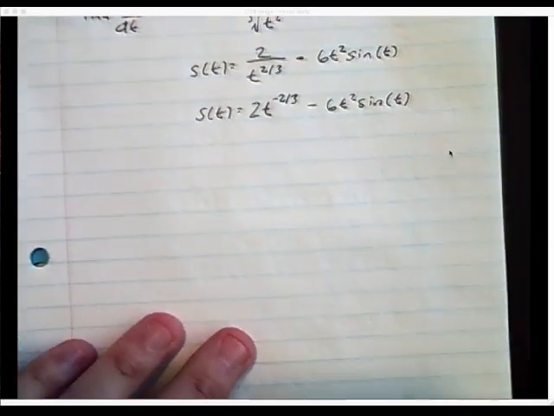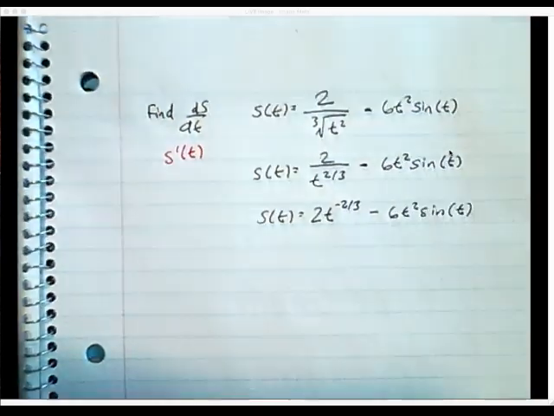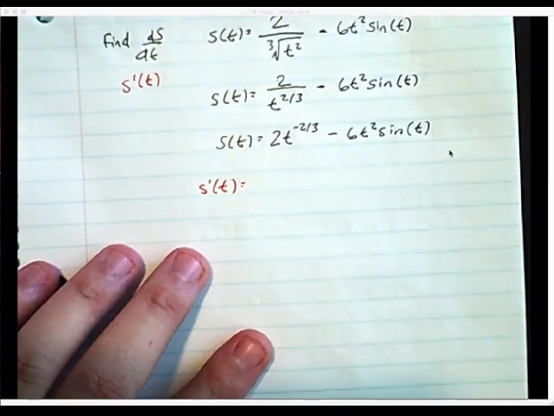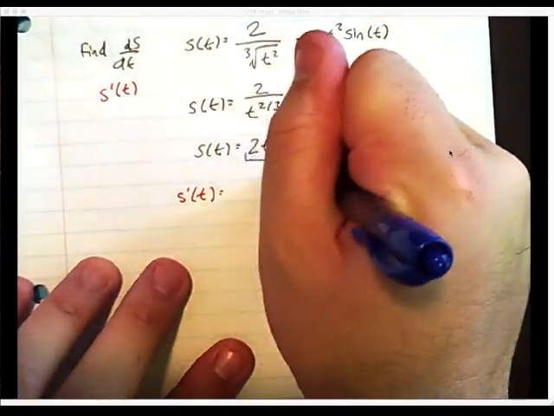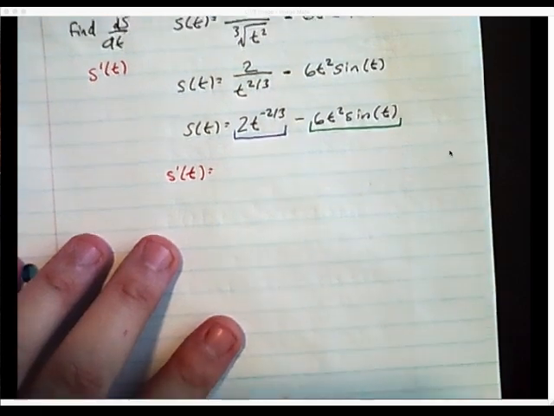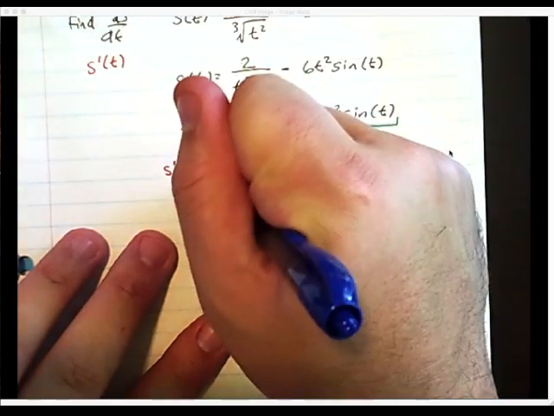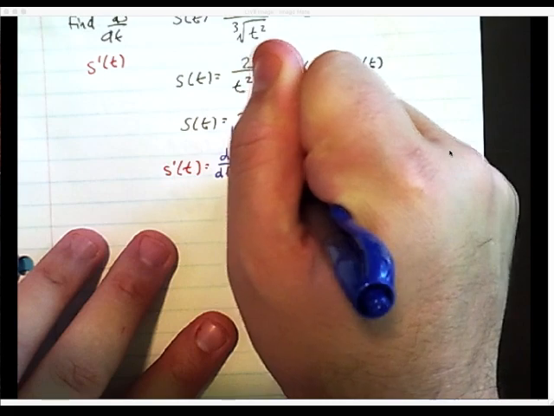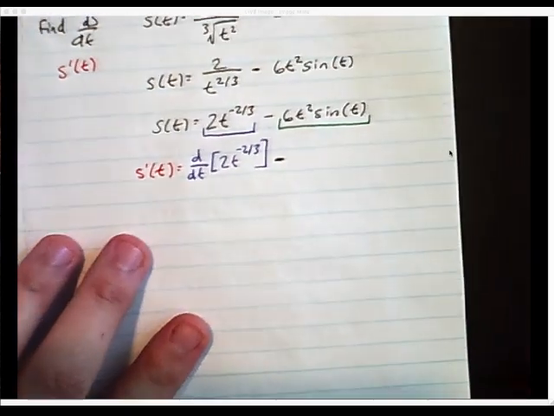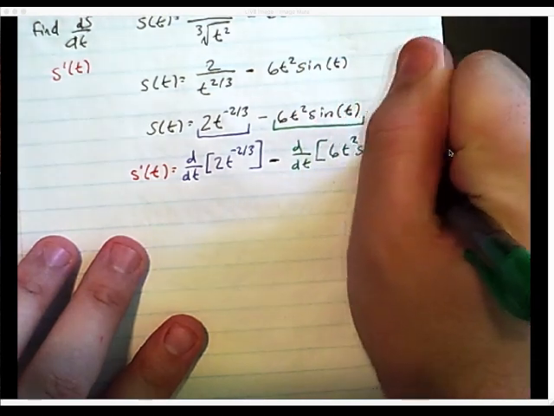Okay. So my goal was to find ds dt. Another way we could have written that is s prime of t. So I want to find the derivative. Okay. So to find the derivative, I need to find the derivative of this minus the derivative of this. So I might just want to make some notes to myself, especially if things start to get complicated. I want to find the derivative of 2t to the negative 2/3. That's just another way to write derivative. Minus the derivative of 6t squared sine of t.